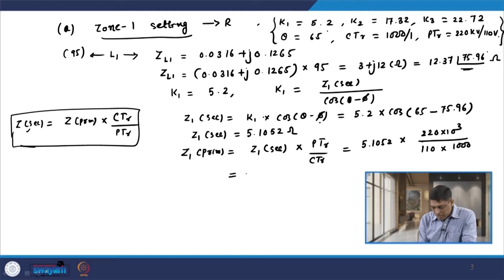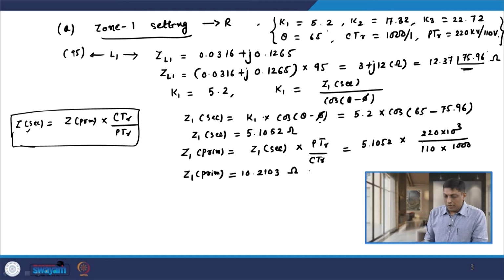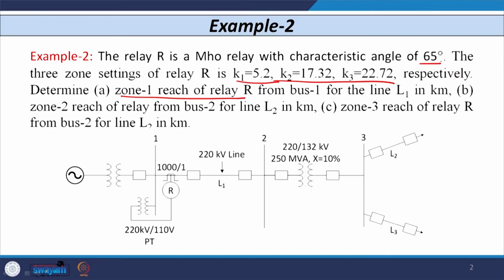So if I solve this, we have the Z1 primary equal to 10.2103 ohm. So we have already calculated the primary part. Now what we need to find out, if I go to the figure, is the zone 1 reach of relay R. As we have already discussed, the zone 1 reach of relay R is normally 80 to 90% from bus 1. So we need to find out up to what point, in terms of kilometers, the reach of L1 extends.